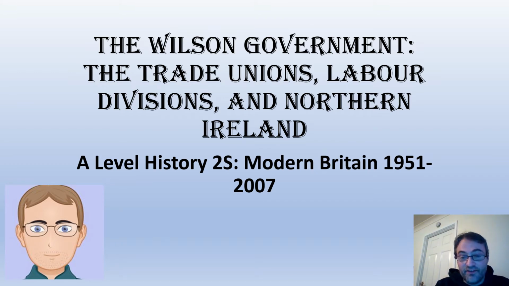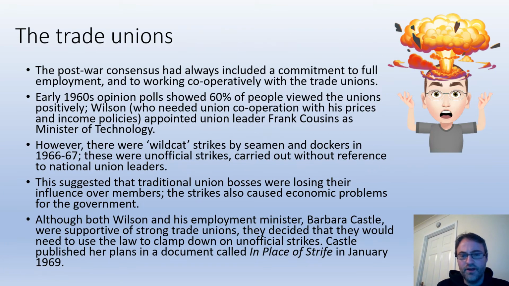The first is the trade unions and particularly Labour's relationship with the unions. The second issue is divisions within Wilson's own cabinet between Wilson and several leading members. And the third is the issue of Northern Ireland. So first of all, let's look at the trade unions.